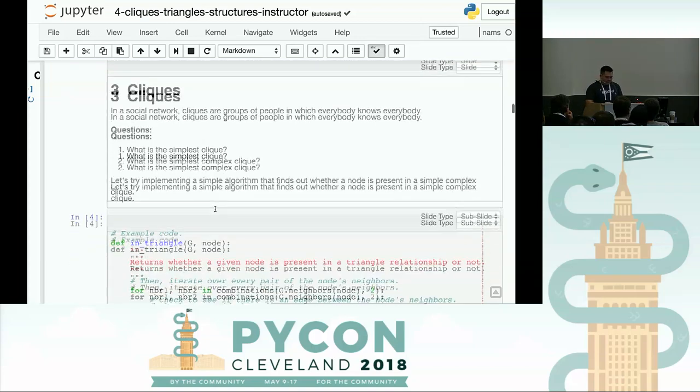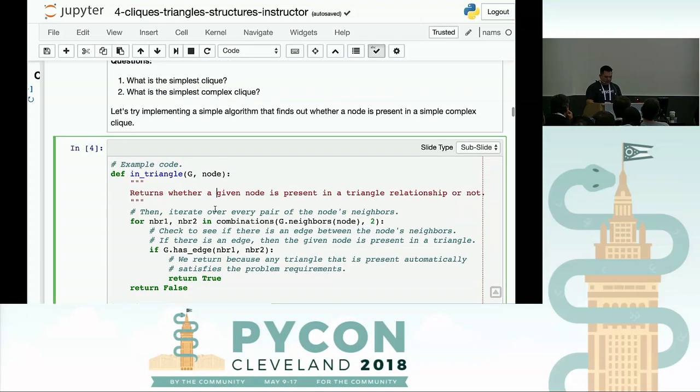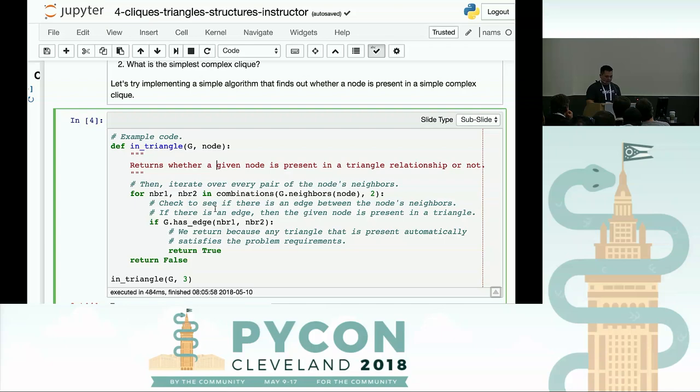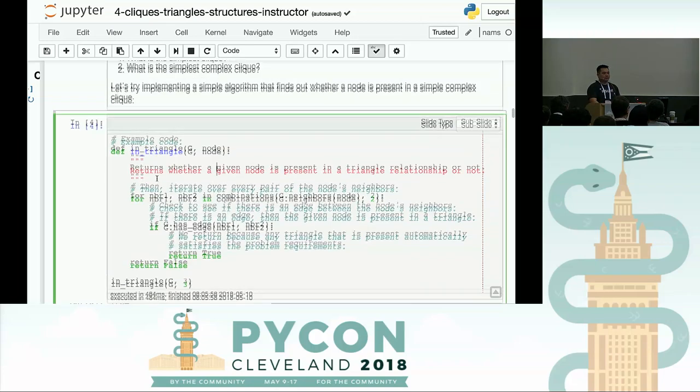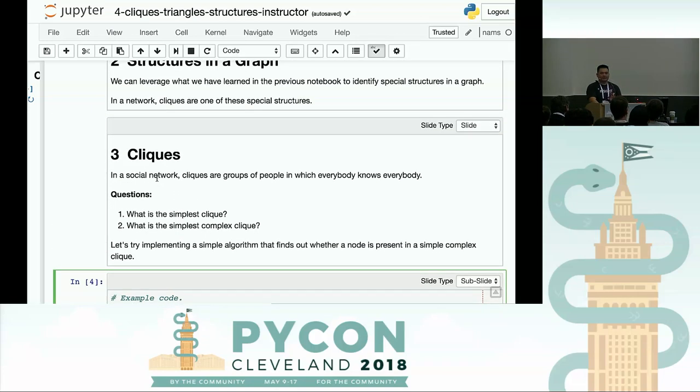Okay, so what I've given you here is a function that returns whether a node is inside a triangle relationship or not. The triangle is the thing that I find the most interesting because it forms the basis of all other cliques. So how do we look at this? How do we find a triangle? How would you find triangle relationships? Having not seen that, I flashed that up a little too fast. How would you look at that? How would you find a triangle relationship? So you'd look over combinations of what?